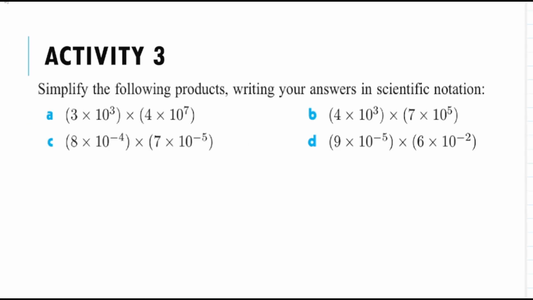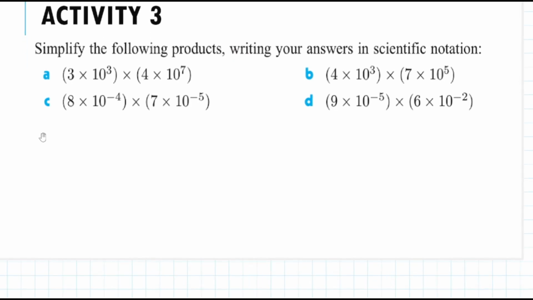Activity 3. Simplify the following products, writing your answers in scientific notation. So let's look at A. 3 times 10 raised to power 3 multiplied by 4 times 10 raised to power 7.